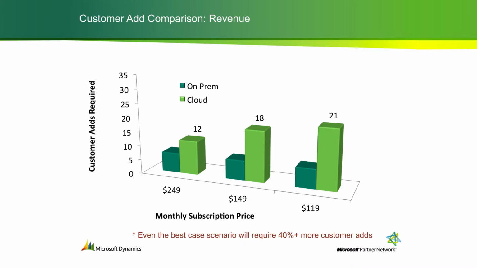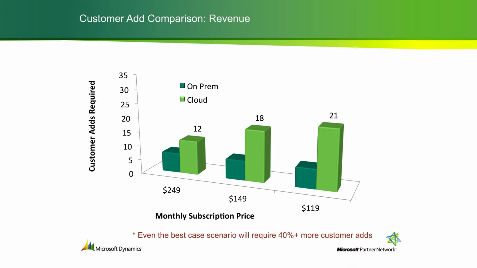And if you only get a subscription price of $119, in order to get the same revenue as you earned in a traditional business model from those 7 new customer adds, you would need to, at a subscription price of $119, get nearly 3 times the level of customer adds. That is 21 as opposed to 7.